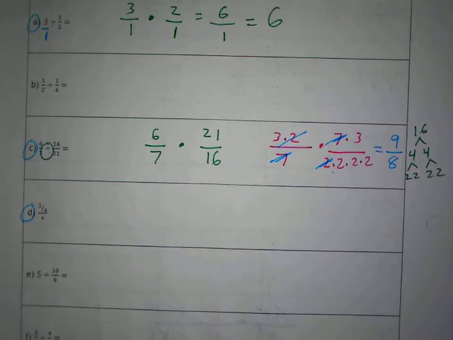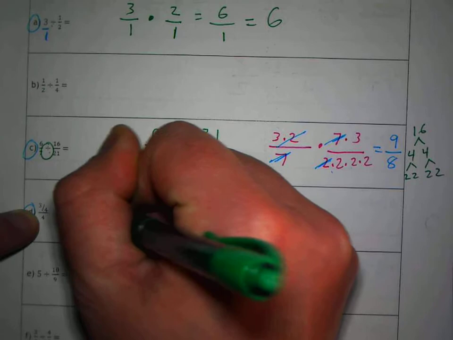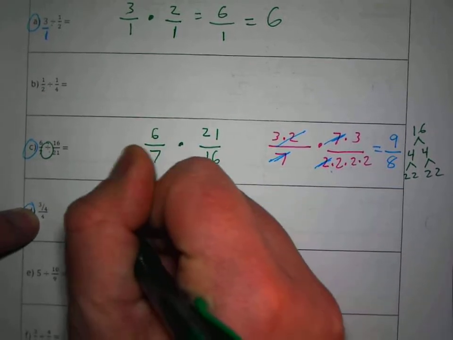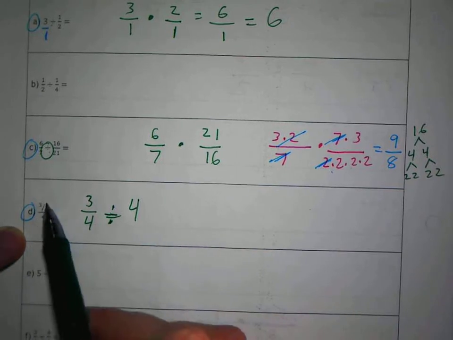Now D is very, very confusing. Because what it's saying is, what is 3/4 divided by 4? So what if we wrote it like this instead? 3/4 divided by 4. Don't those mean the same thing? 3/4 divided by 4?